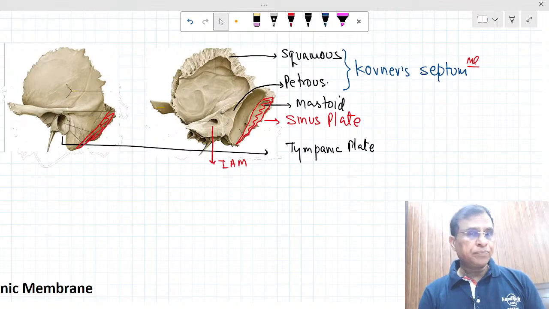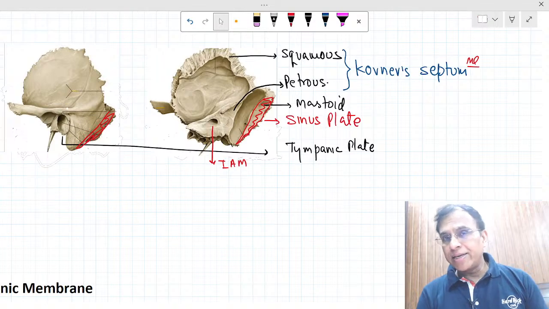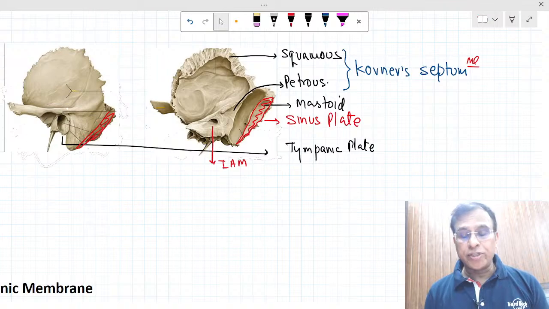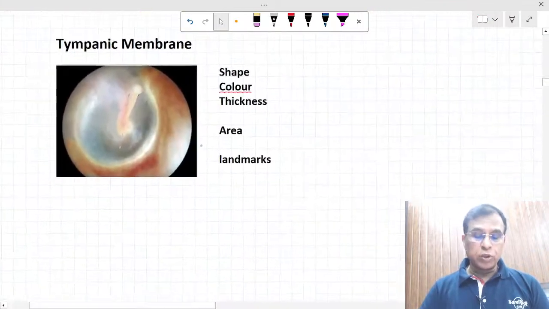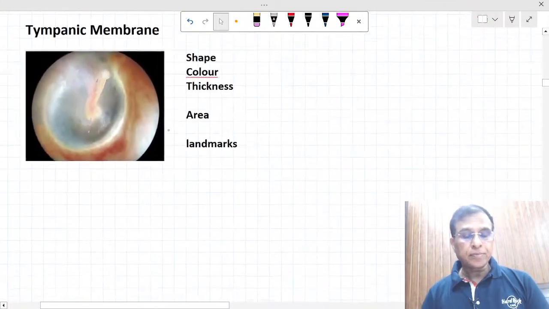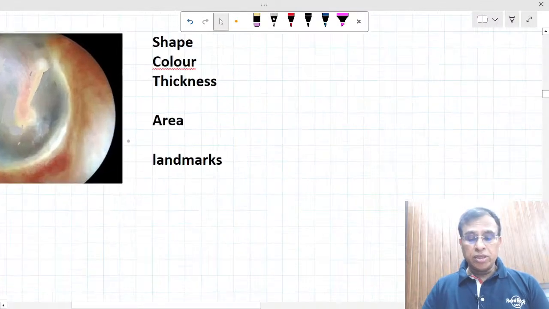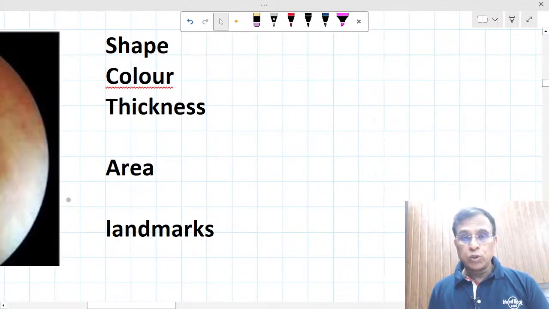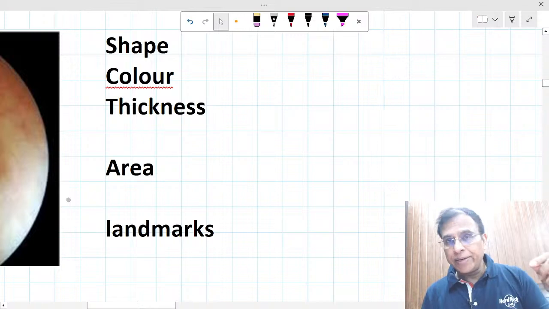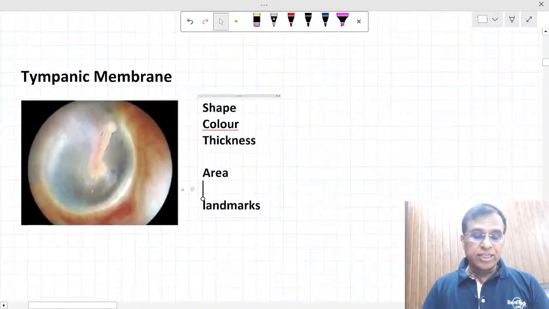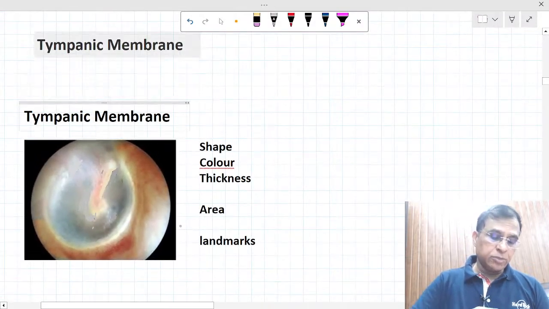So we have done the pinna, the canal, and what is inside the canal? The tympanic membrane. So now we are coming to the real anatomy that they ask in the exam, the tympanic membrane, which looks like this. First I will tell you these points which are less important from the exam point of view. After I tell you these points quickly, I will talk about the main points about the tympanic membrane that they really ask in the exam. So let's first quickly complete these points.